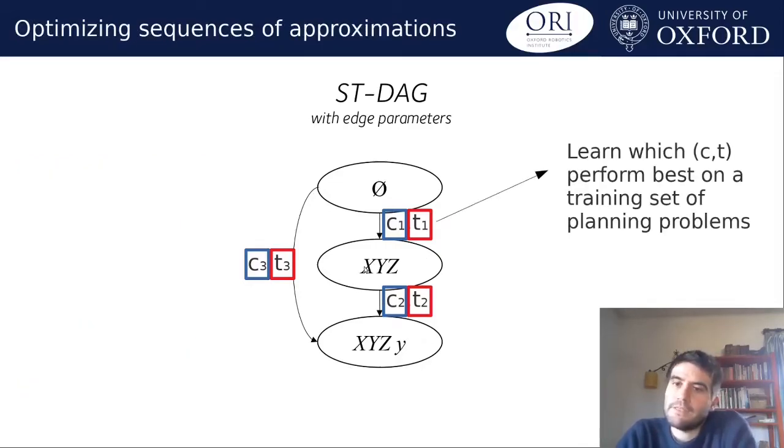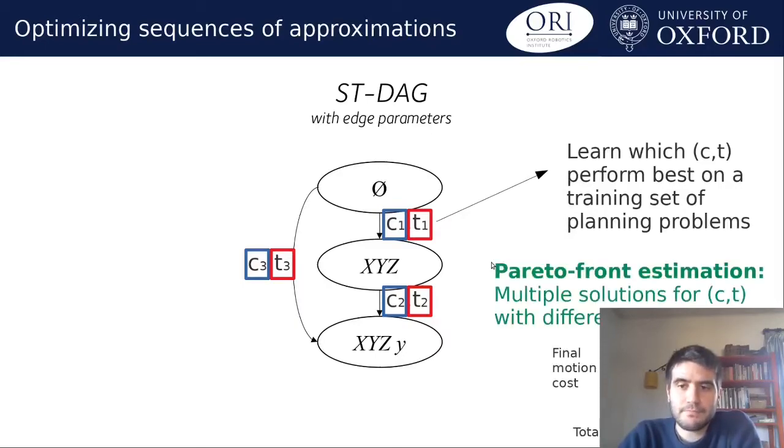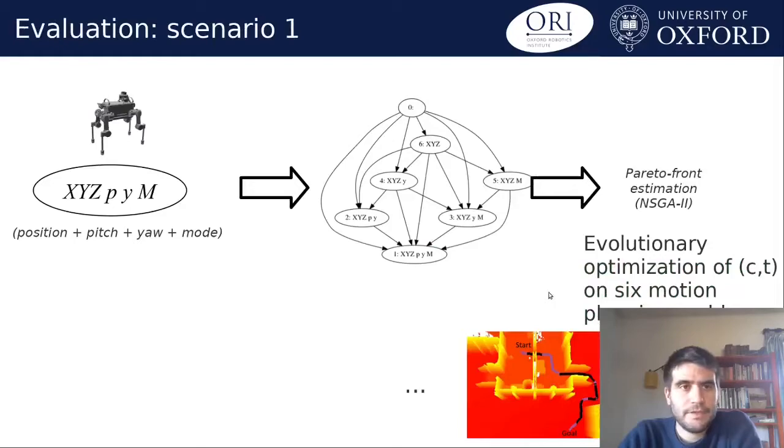Then the next step is to learn which values to choose for these C's and T's. So we're going to learn which C's and T's perform best on a training set of planning problems. We're actually going to estimate the Pareto front between the total computation time to arrive at the solution and the final motion cost. So here's the first scenario in which we evaluated this method.